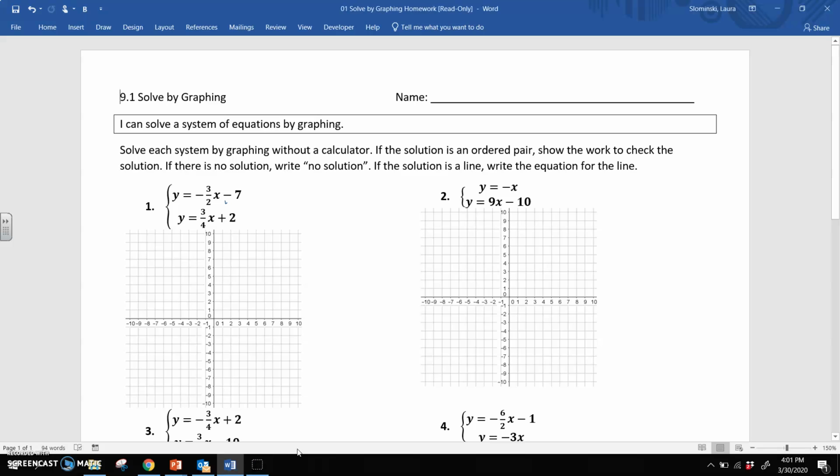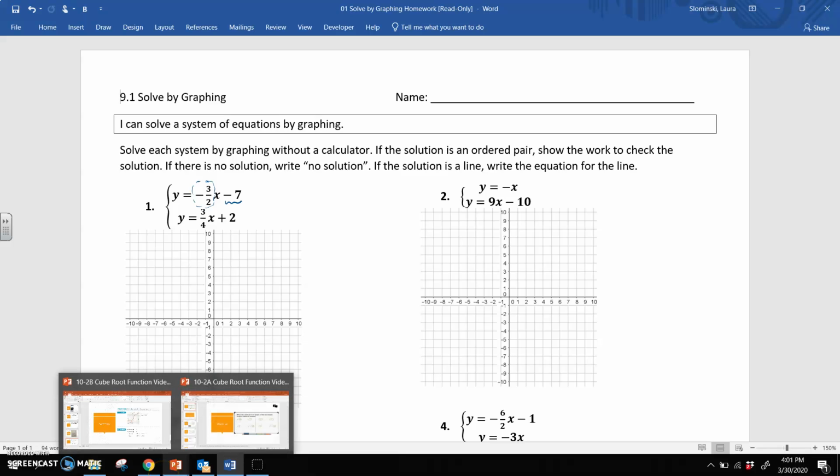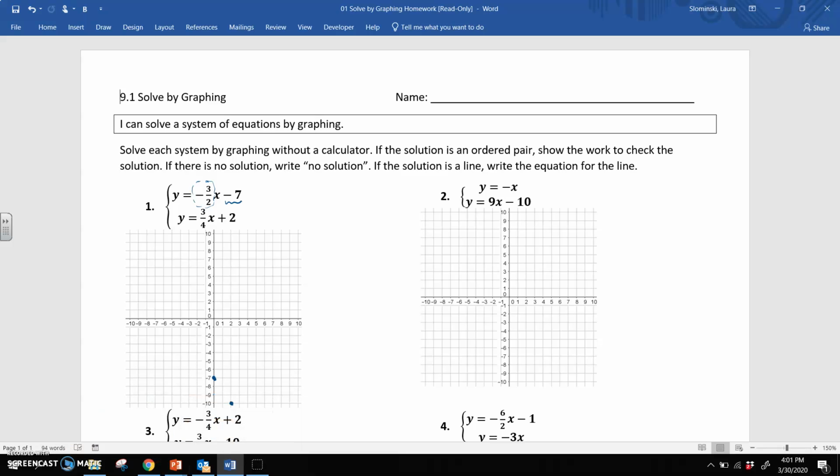So for the first one, I plot the y-intercept at -7, and then the slope is -3/2, which means I go down 3, right 2. A common thing with negative slopes is people go down and left, which means you're actually doing a double negative. Oops. Okay, so now with graphing systems though, we have to keep going. So I'm going to rise 3 and go back 2. That's also a negative slope.